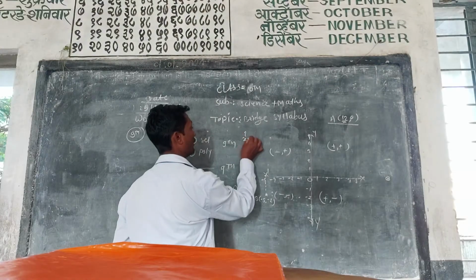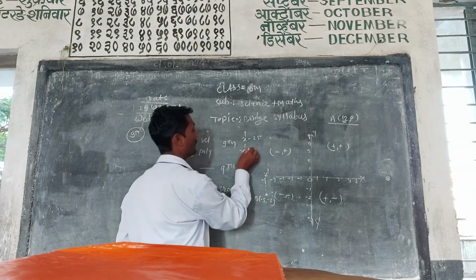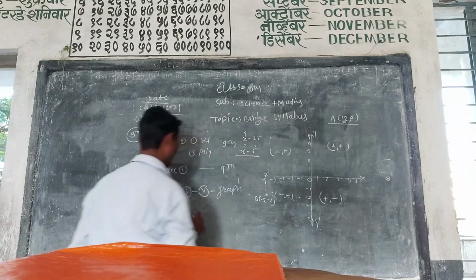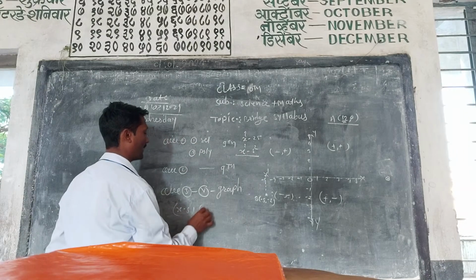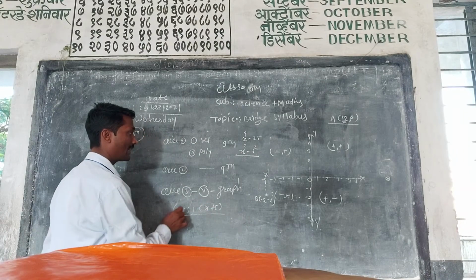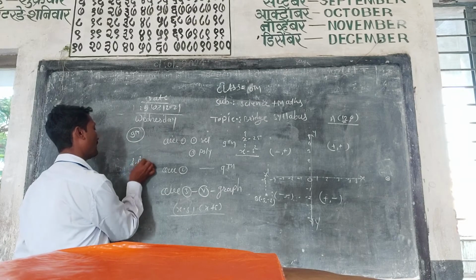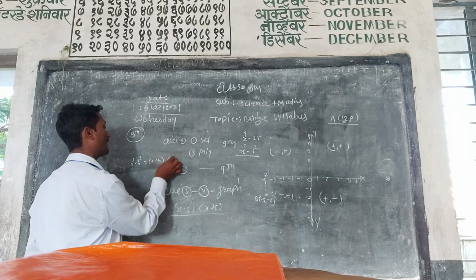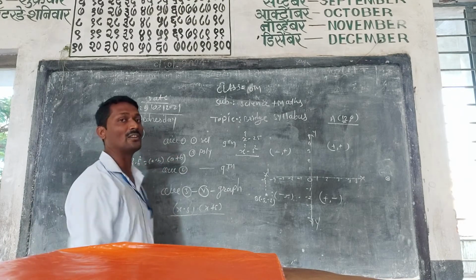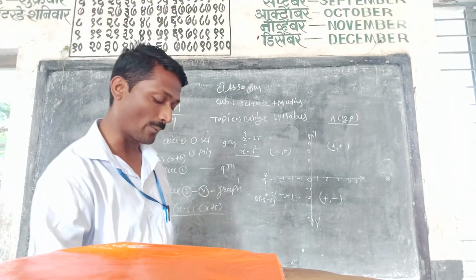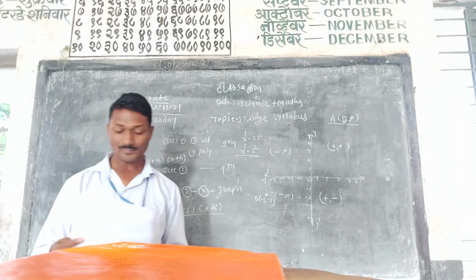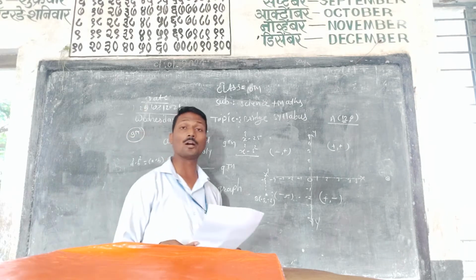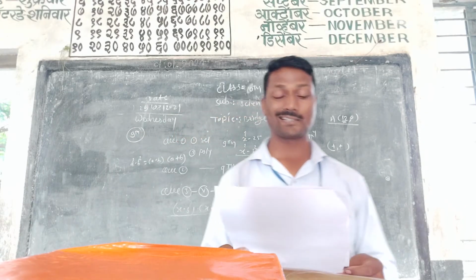Factorize x square minus 25, that is x square minus 5 square. The formula is: first bracket x minus 5, second bracket x plus 5. Is that clear? This is a square minus b square: the first bracket a minus b, the second bracket a plus b. In such a way the condition applies for question number 2. The measure of one angle of the parallelogram is 40 degrees. Then find the measure of the adjacent angle.